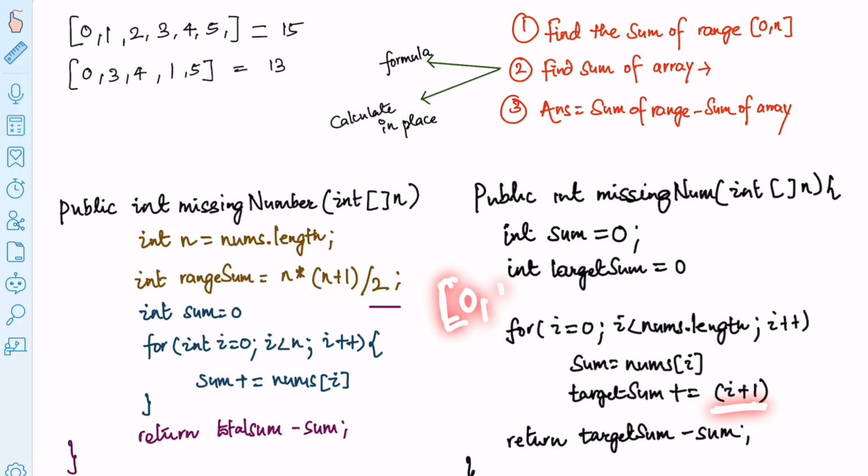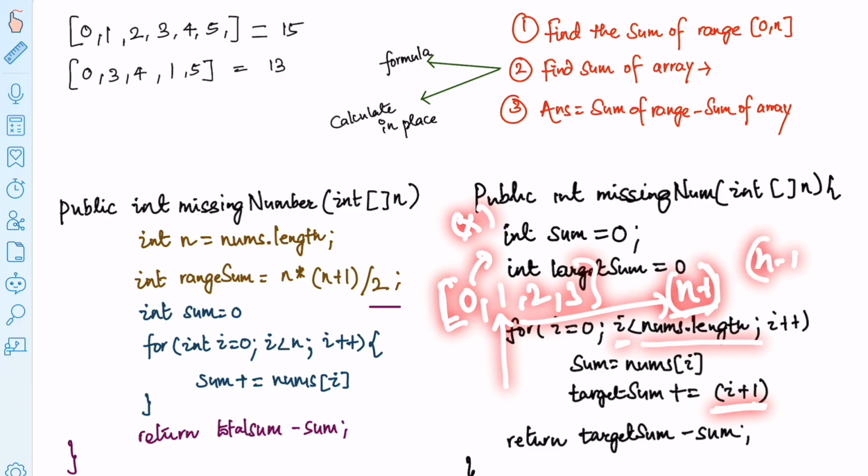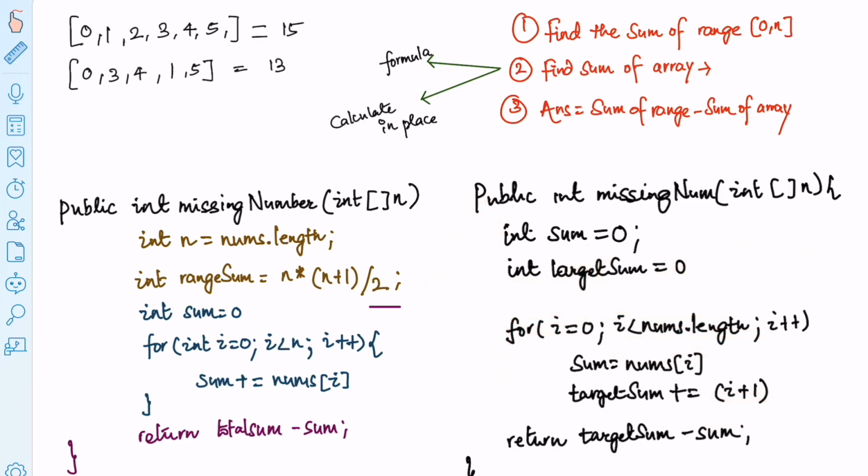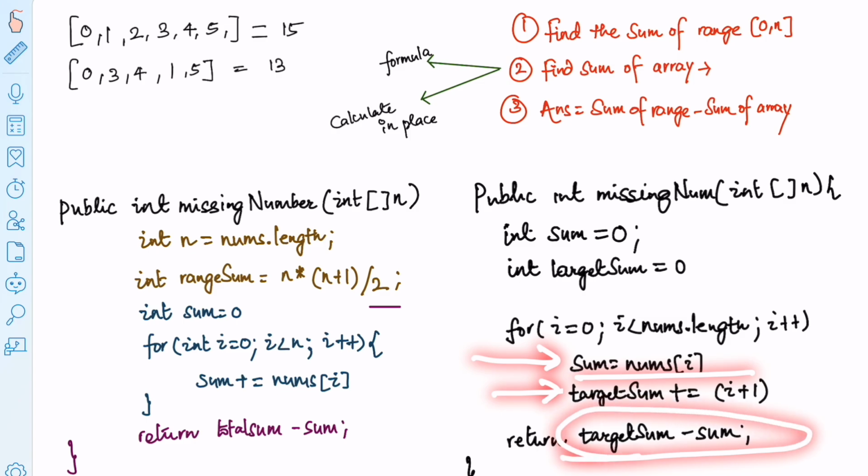The range starts from 0, 1, 2, 3. The sum for 0 doesn't matter for us, so I am doing the target sum from 1 to n. Since this i will be for n minus 1. Alright, so with this we will get the target sum, with this we will get the sum, and we are returning the target sum minus sum.